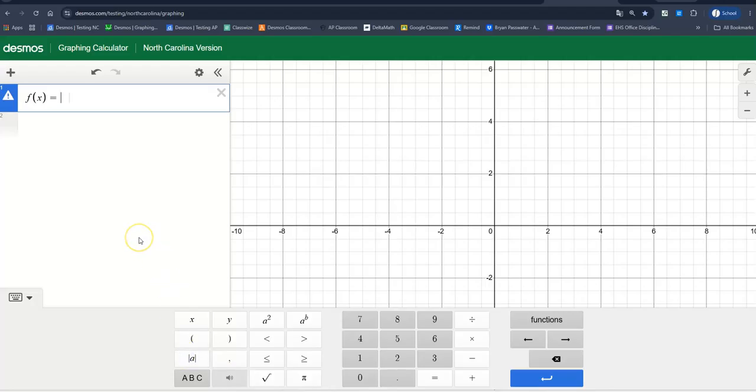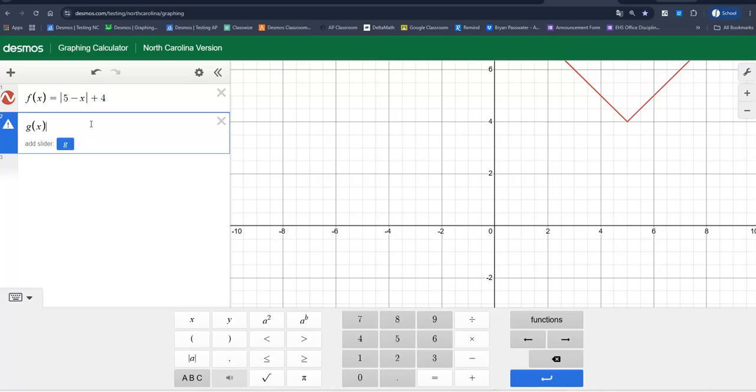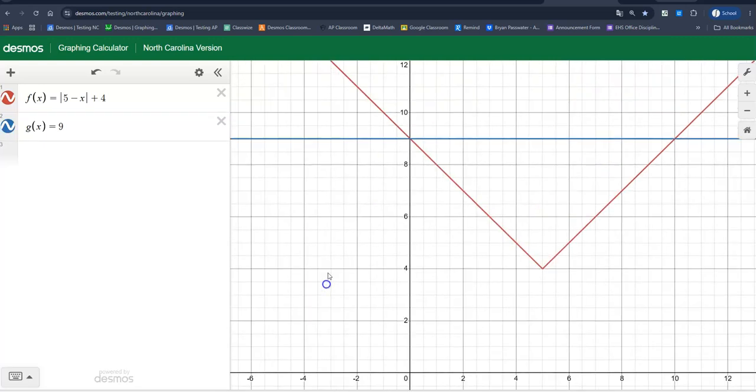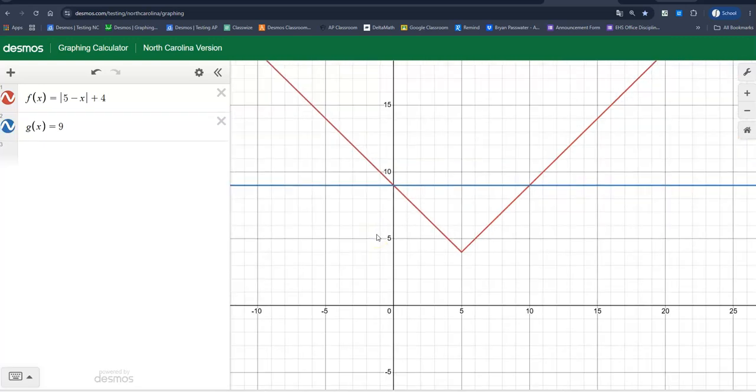Absolute value bars. 5 minus x plus 4. So graph it for me. I'm going to say g of x equals, and I got 9. Okay, so here we go. Our answers are going to be 0 and 10. So if you've already solved that one by hand, you should get those.